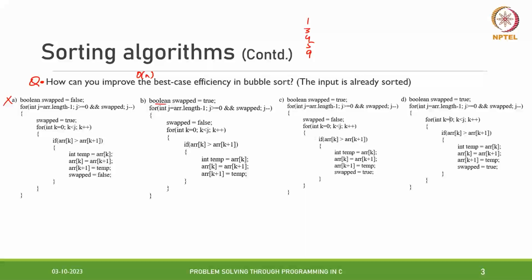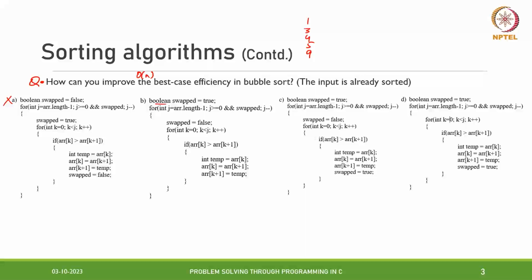In the first iteration of k, we check 1 and 3. Then in the second iteration we check 3 and 4. Then 4 and 5, and 5 and 9. That is what we do. And if a swap takes place, we set swapped to true. You can see that we need to set swapped to true, because only if swapping takes place should swapped be true, right? And that is being done only in option C and option D.